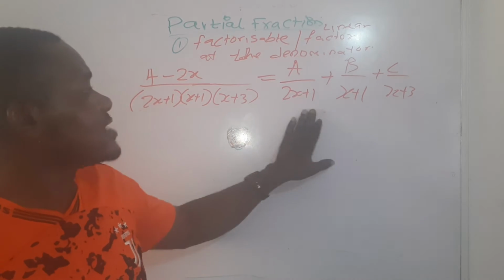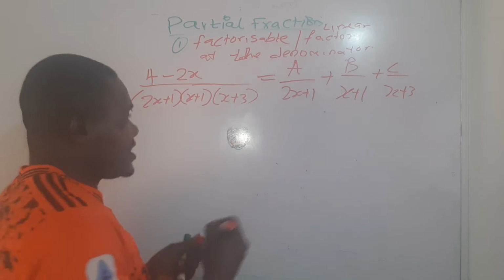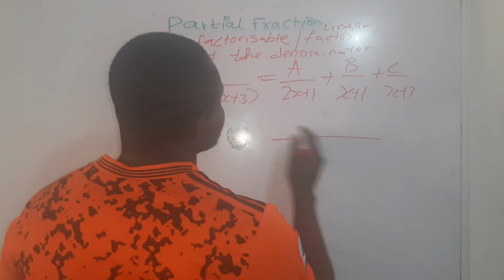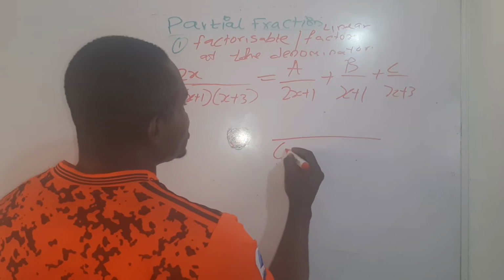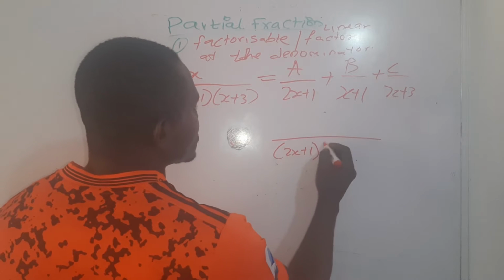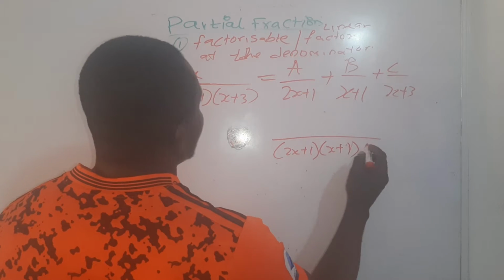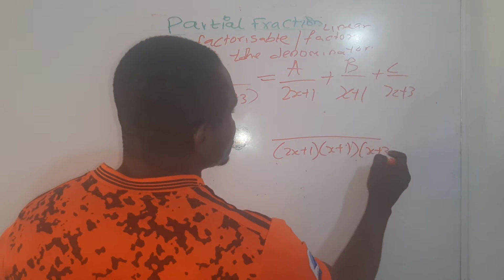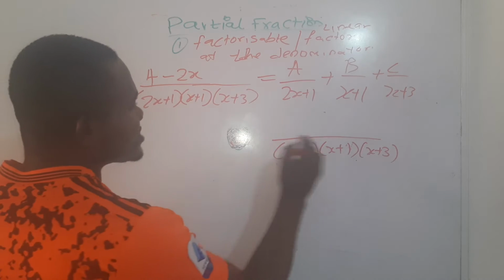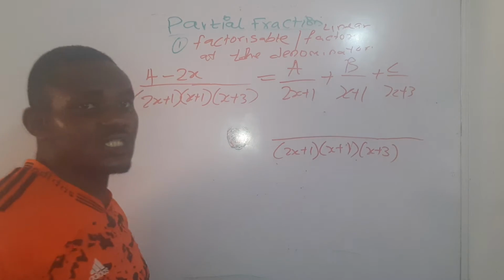Now if you are solving this, what will be the LCM? The LCM now will be all three of them, which is 2s plus 1, s plus 1, then s plus 3, over 1. So that is the LCM. So we want to put the three together.